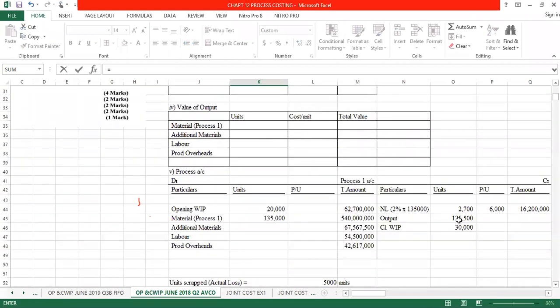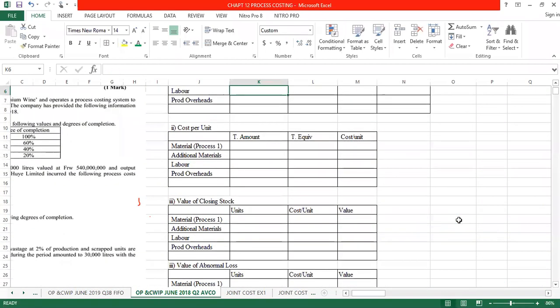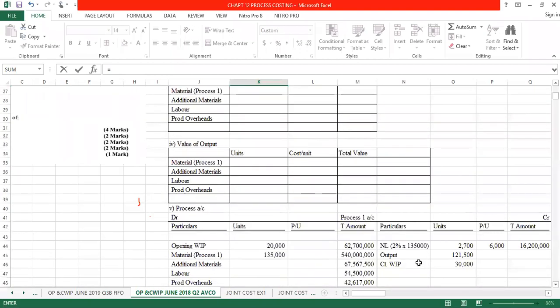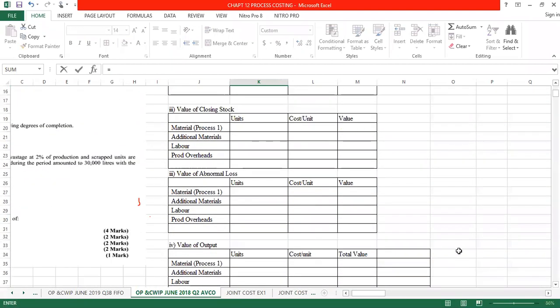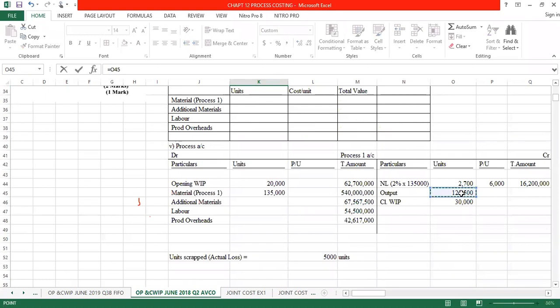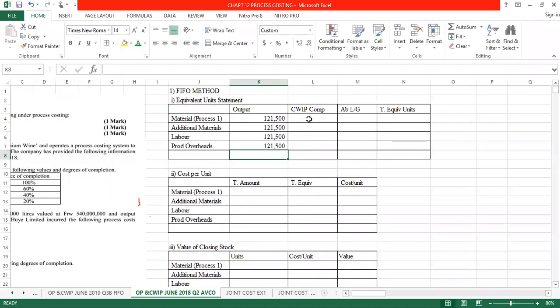You place it everywhere. Our output is 121. Next, closing work in progress.